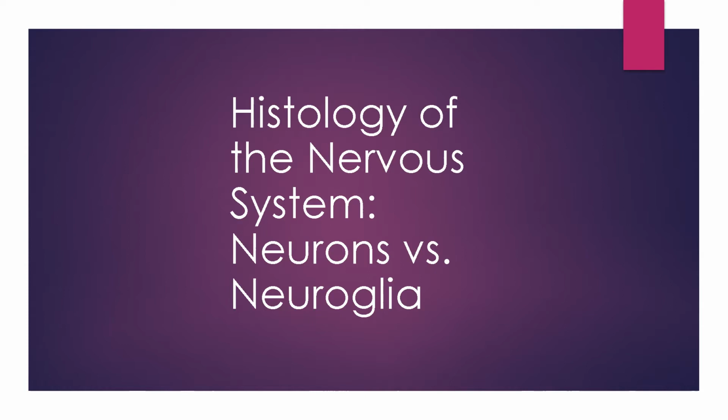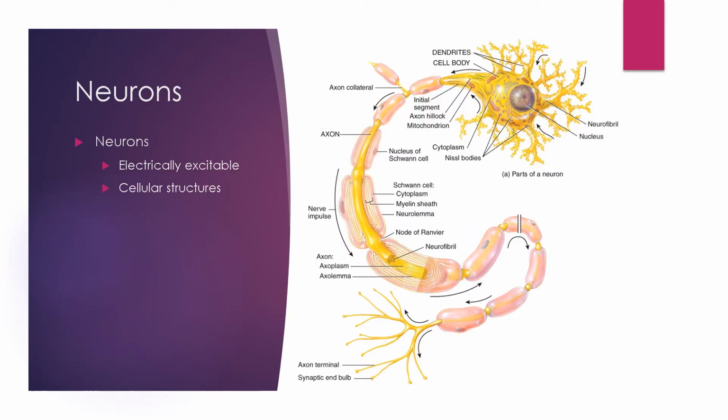So let's look at a little bit of histology. We're going to look at the two main cell types within the nervous system, neurons and neuroglia. So the nervous tissue consists of neurons and neuroglia. Now, like muscle cells, nerve cells, also called neurons, possess electrical excitability. This is the ability to respond to a stimulus and convert it into an action potential.